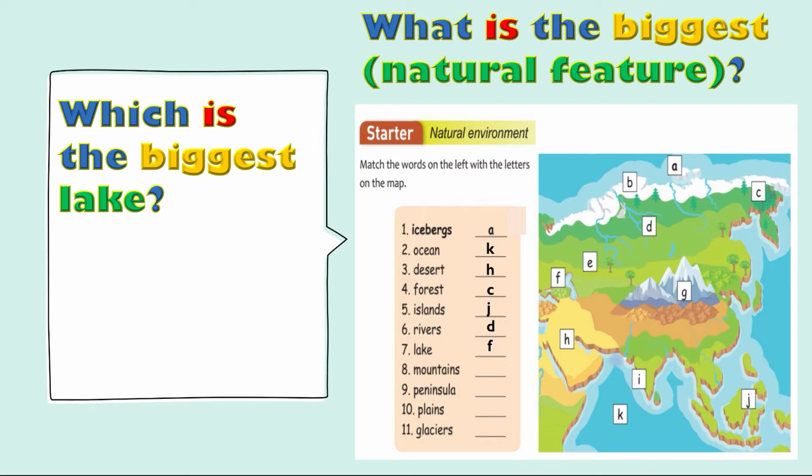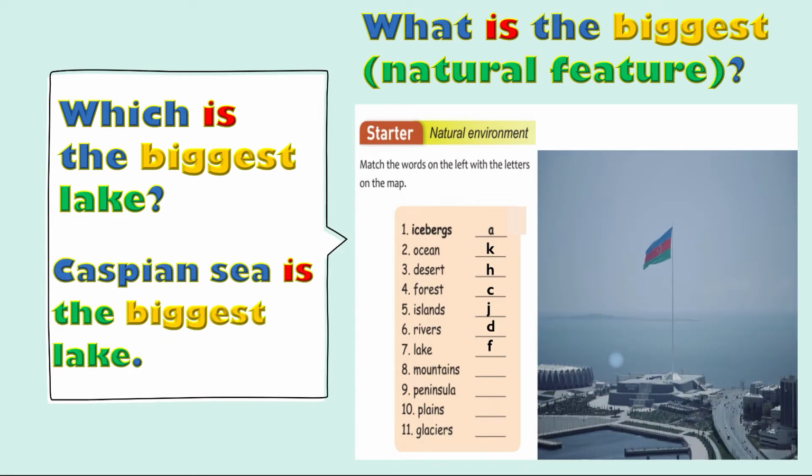There is Caspian. Oh, very good. Caspian Sea is the biggest lake. Can you name the flag in the picture? Azerbaijan. Whoa. I've been there. Why were you in Azerbaijan?